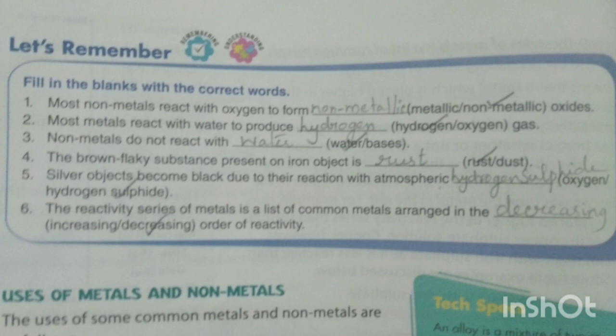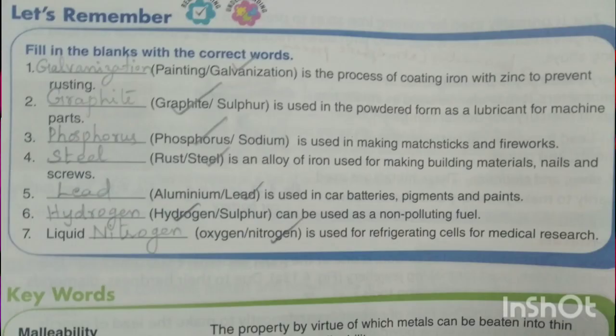So, let us see page number 68. Filling the blanks with the correct words. First one, dash is the process of coating iron with zinc to prevent rusting. The answer is galvanization. So, galvanization is the process of coating iron with zinc to prevent rusting. Then, dash is used in the powdered form as a lubricant for machine parts. It's graphite. Graphite is used in the powdered form as a lubricant for machine parts.